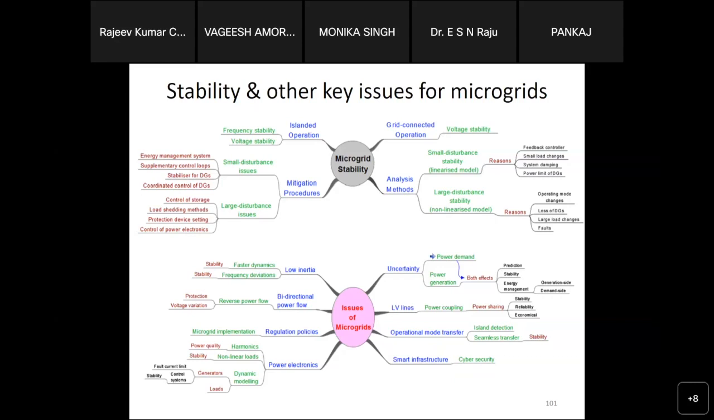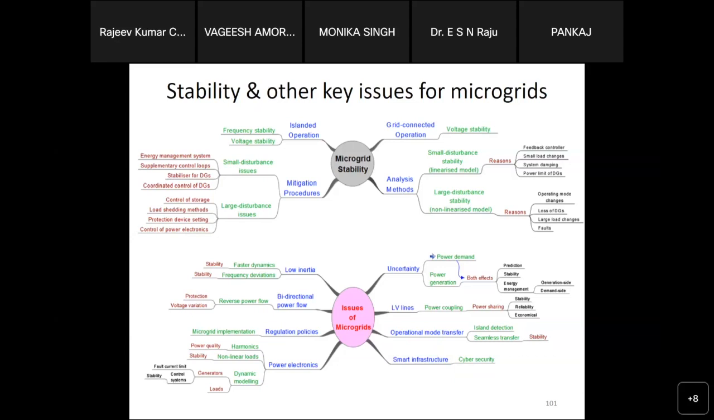Furthermore, here I am discussing the other issues with the microgrid. As we can see, there are some different issues. Coming to the low inertia, we are mainly dealing with renewable energy resources integration. As I mentioned in our previous slides, we are integrating all the distributed energy resources through the power electronic converter. When we are integrating all these DERs with the power electronic converter, there won't be any inertia contribution from that particular DER. So we will have low inertia.